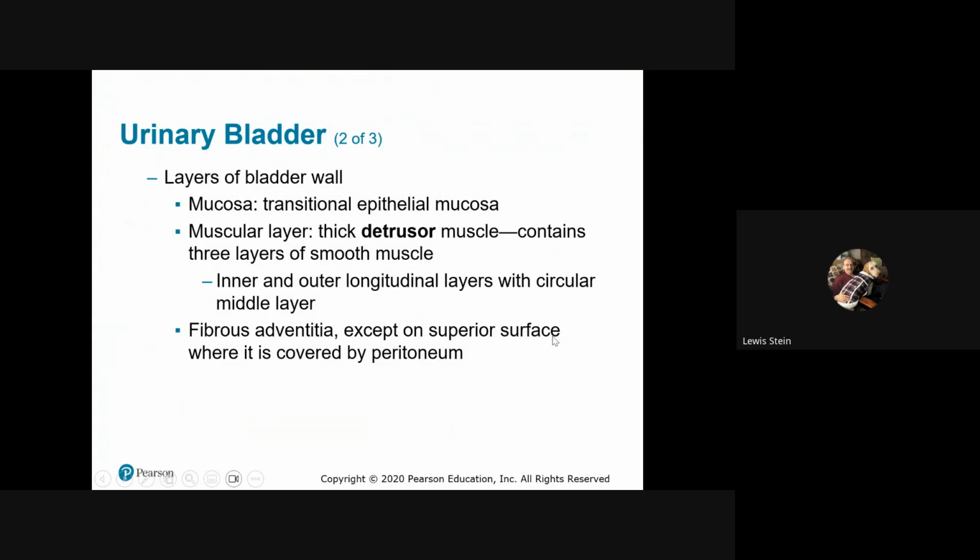And then again, adventitia, which is designed not to move it around. And effectively, it's still covered with peritoneum. But the big player here is to understand the detrusor muscle, and to understand that really places yourself. When you have three layers of muscle, it's a lot of muscle.